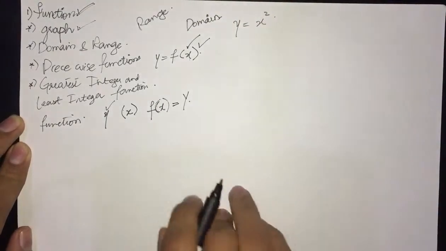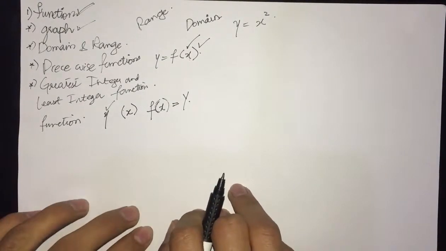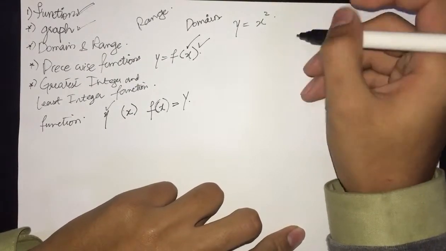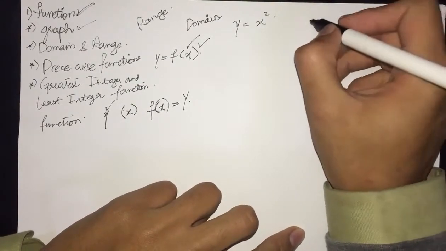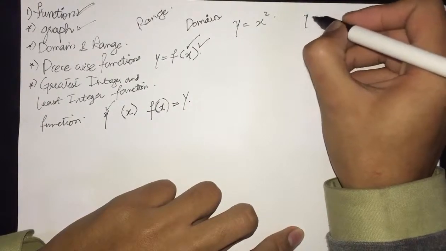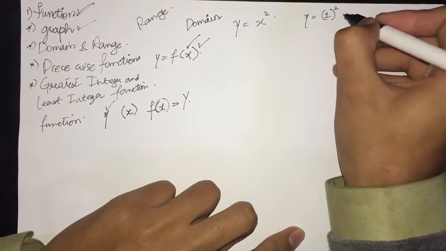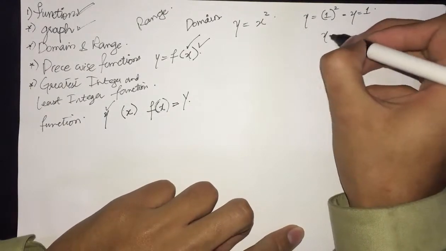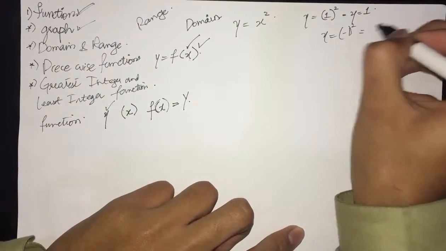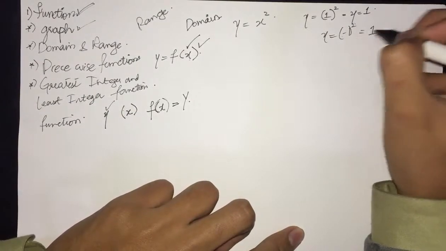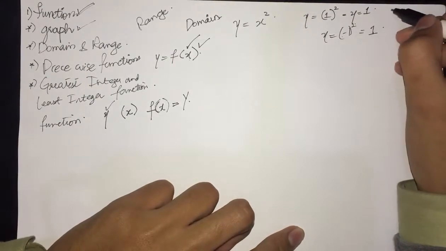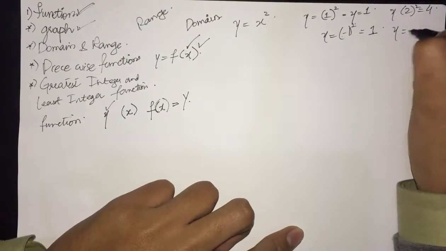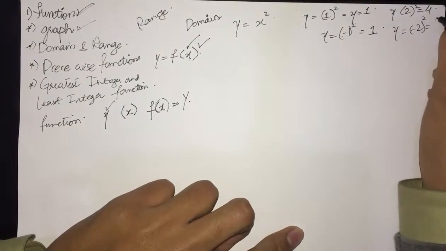So for example, let me write a function y equals x squared. So this is a function right here. Let's input some values of x. For example, let's input x equals 1. When I input 1, y equals 1 squared, it will output 1. When I input minus 1, it also outputs 1, because minus into minus is plus, it outputs 1. When I input 2, it gives me 4. When I input minus 2, it also gives me 4.